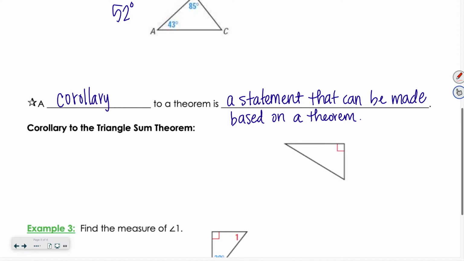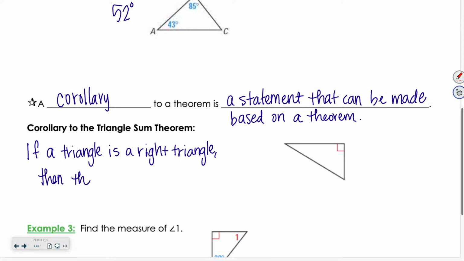So the corollary that we need is if a triangle is a right triangle, if a triangle is a right triangle, then the sum of the two other angles is 90.